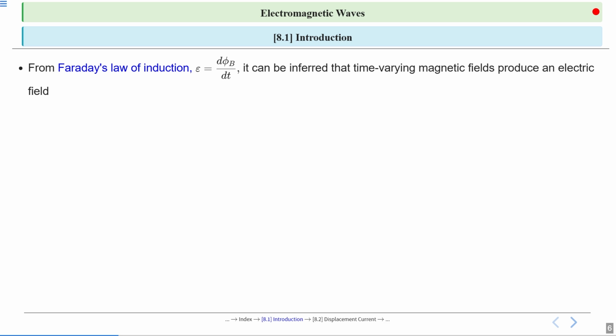But Faraday's law alone says that the magnitude of EMF is equal to the rate of change of magnetic flux, and from that law it can be inferred that a time varying magnetic field produces an electric field.